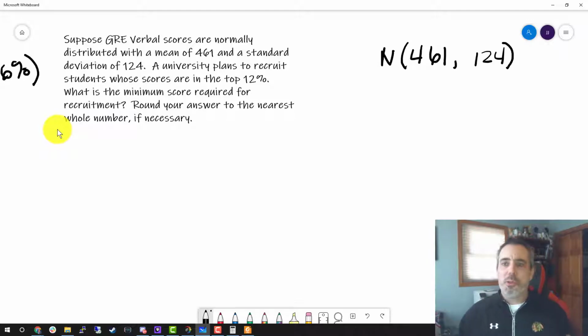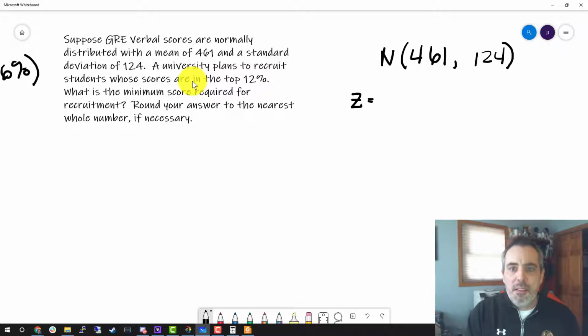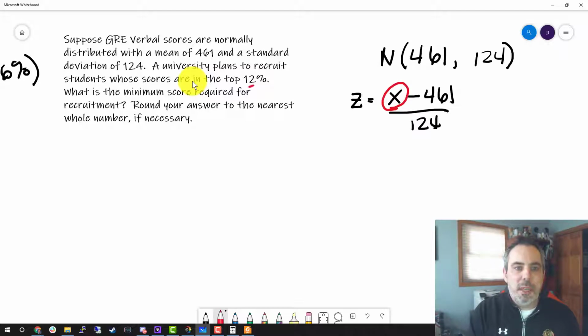Now it looks like we're doing the exact same stuff that we did before. Only in the previous problems they would have said, what percent of people get a score, let's say, higher than 480? They don't give us an actual score in this. So when I look at this z-score formula, normally I would have an actual score minus the average divided by the standard deviation, but I'm going to be missing this actual score. Instead, they give me a percentage.